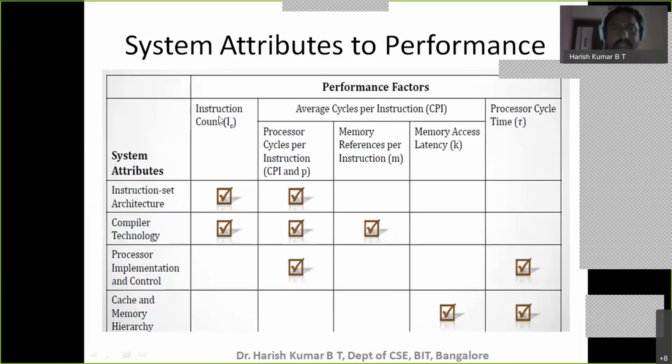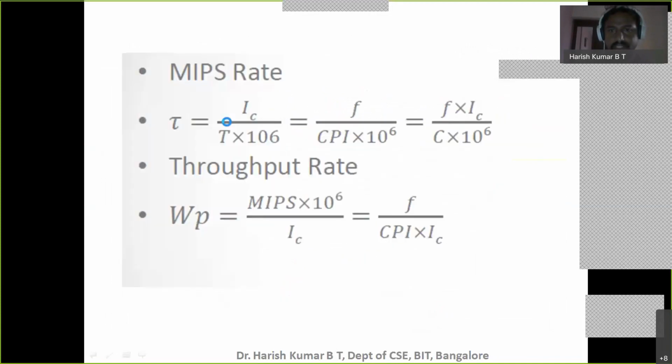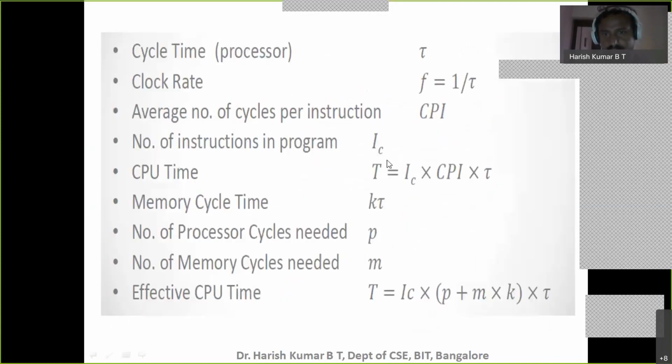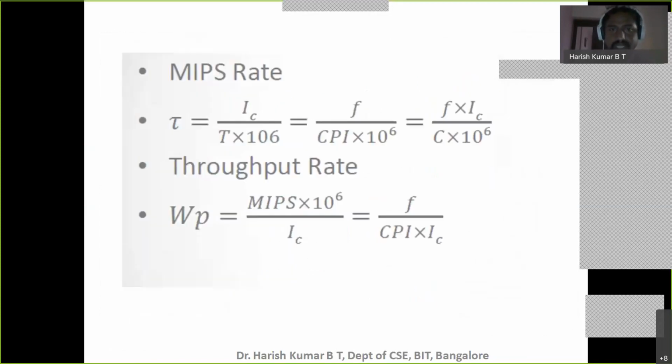If I want to enhance the performance of my computer system, what do I need to do? I have to reduce IC, the instruction count. Why? See, if I reduce IC, what will happen to T? T will reduce. If T is reduced, the time taken to execute the program is reduced, and the performance of the computer system is enhanced. Correct? That is the analogy.